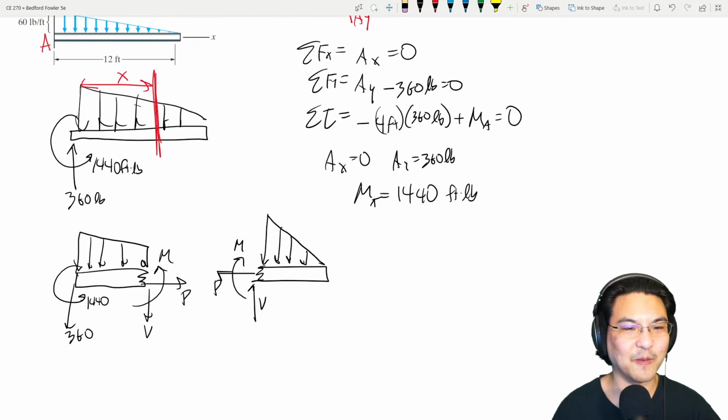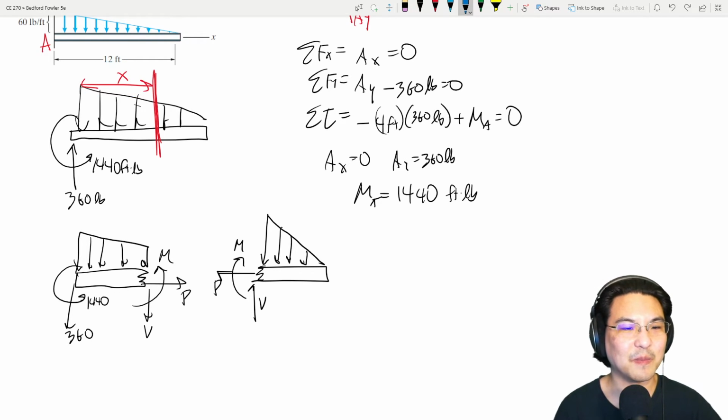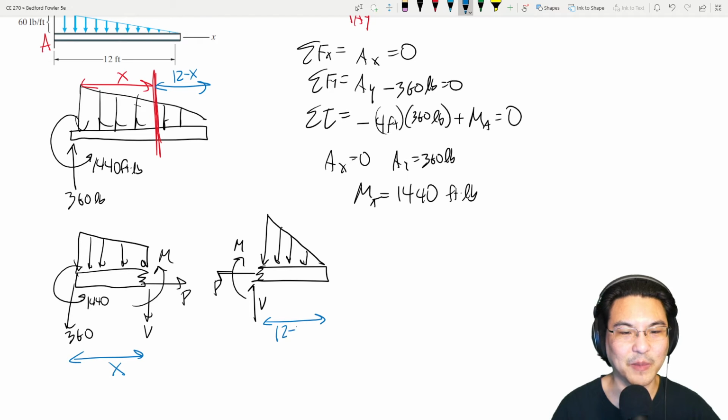All right, so before I just get rid of it, I just want to note that we cut it at some X, right? So here to here is X. The entire beam was 12 meters, right? Here to here. So if we cut it at X, here to here has got to be 12 minus X, right? So this is 12 minus X.